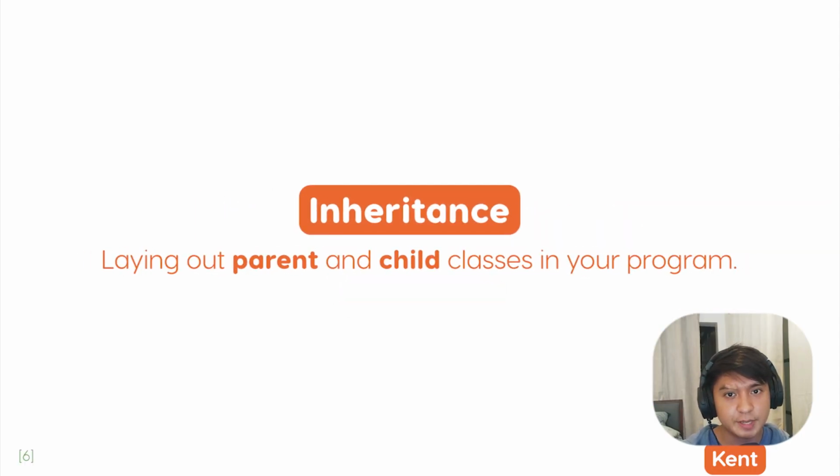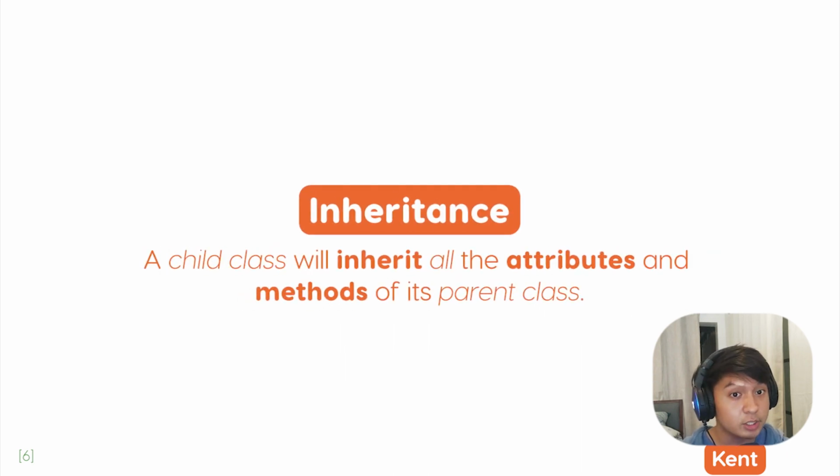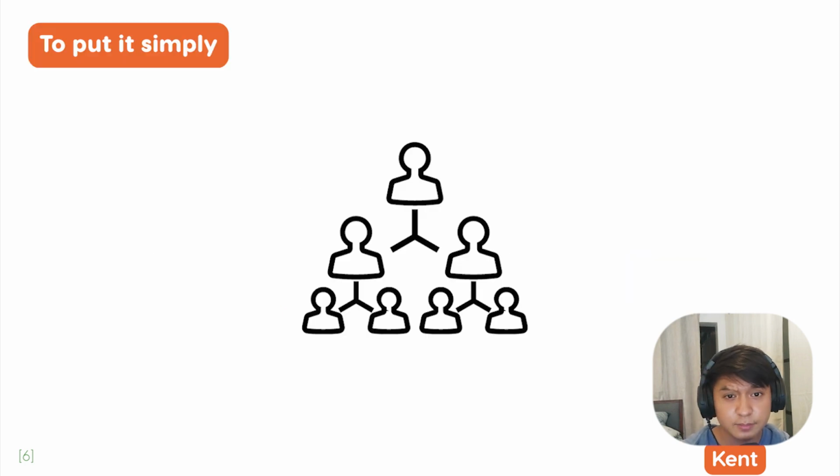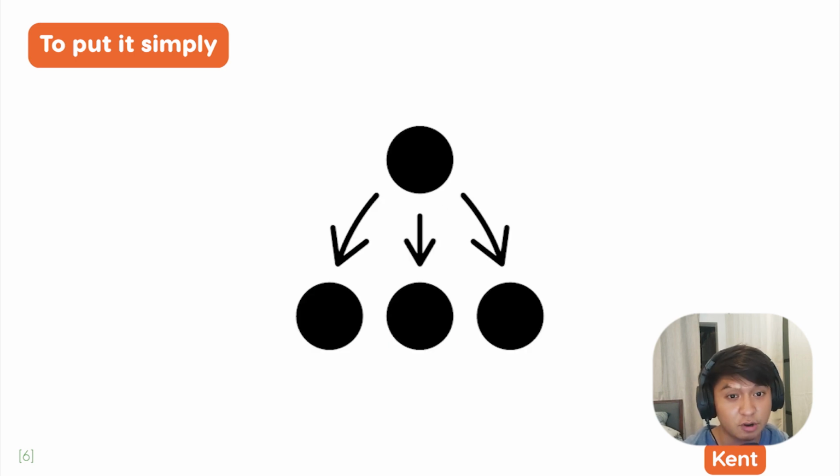This core concept deals with laying out parent and child classes in your program. So, first, a child class will inherit all the attributes and methods of its parent class, thus the name inheritance. It can also add on new attributes and methods of its own aside from those of its parent. To put it simply, it's like Filipino family surnames being passed down through generations.